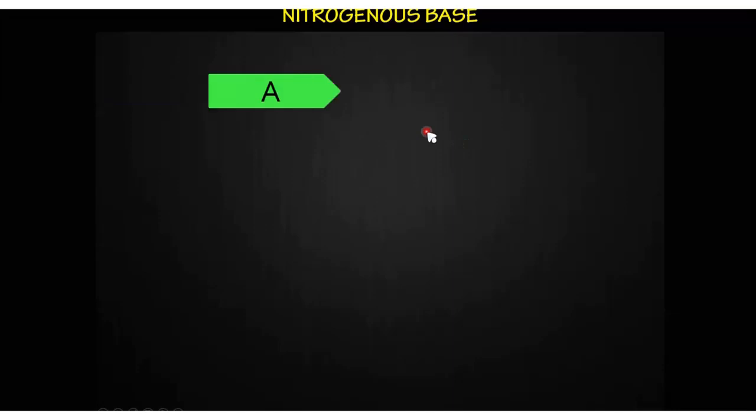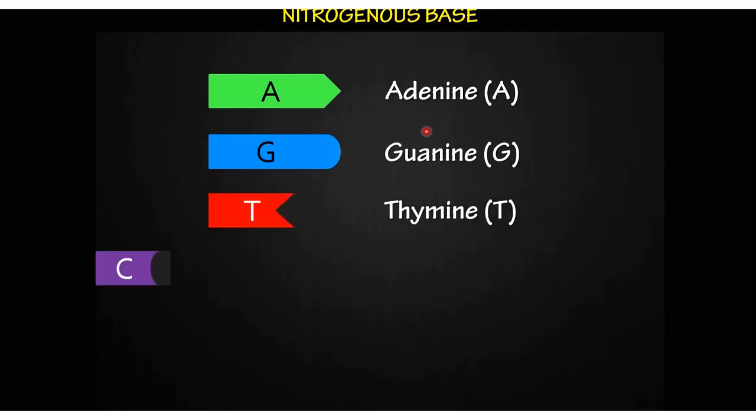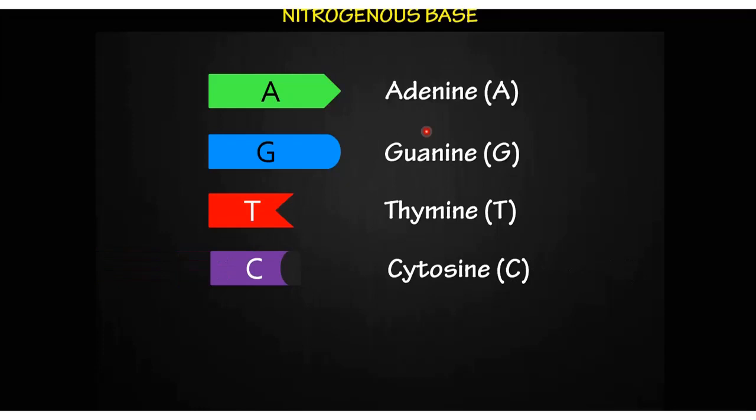The first one is adenine. You need to know the name. Adenine. The second one is guanine. Third one, thymine. Fourth one, cytosine. And the last one is uracil. Sorry, you need to know all the names.